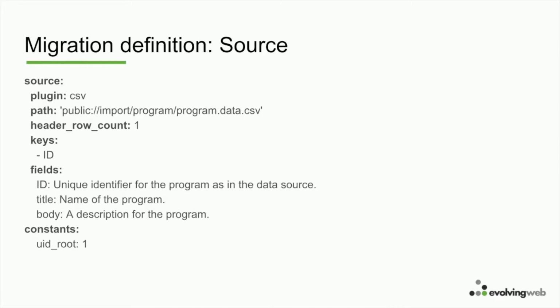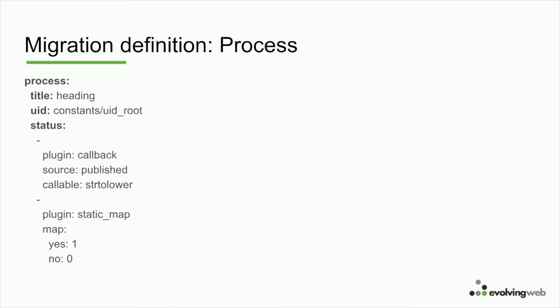So it's a good idea, if you're using a fixed value in your migrations, use constants. And we'll see how to refer to the constants on the next page. After you define the source, we're going to do some massaging of the data, as they call it. We pick the data from the source, we do some things, and then we put it in the destination. So the process part of the migration definition deals with the massaging of the data.